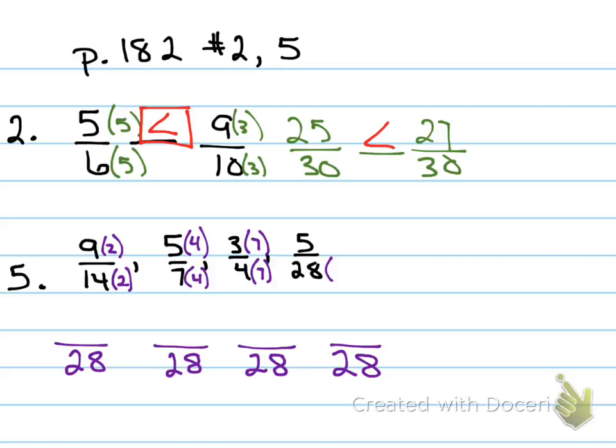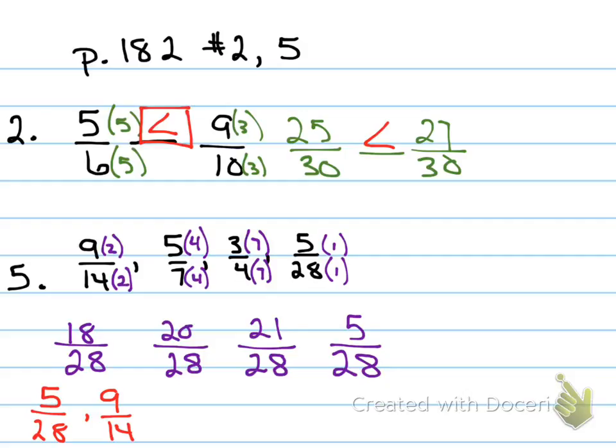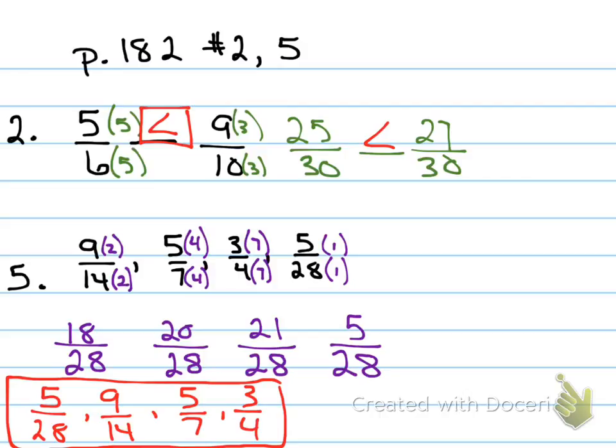All right, so what did I multiply each denominator by? I have to multiply the numerators by the same number. Okay, so which fraction goes first in my answer? 5 over 28, original format. Which number goes second? 9/14. Which number third? And then 3/4.